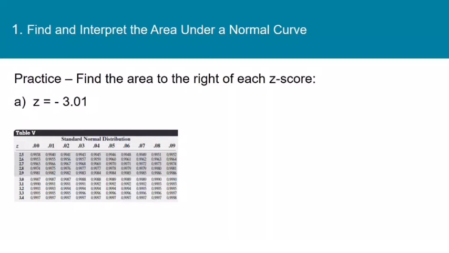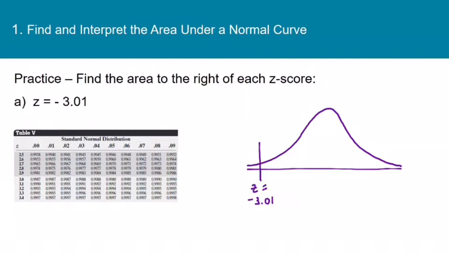So let's start by finding the area to the right of z equals negative 3.01. And again, it's always very helpful to start with a sketch. So let's sketch the standard normal curve. Z equals negative 3.01 will be almost all the way to the left. And it says find the area to the right of this z-score. So let's shade the area to the right. And you can see that that's almost all of the area. So we expect the area that we find to be very close to 1.